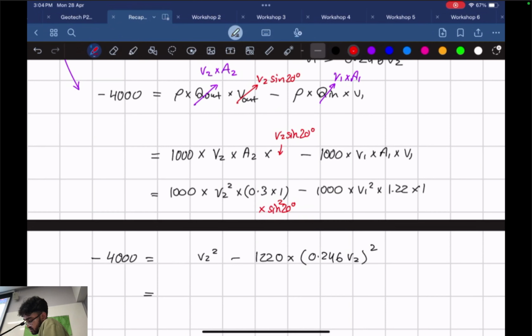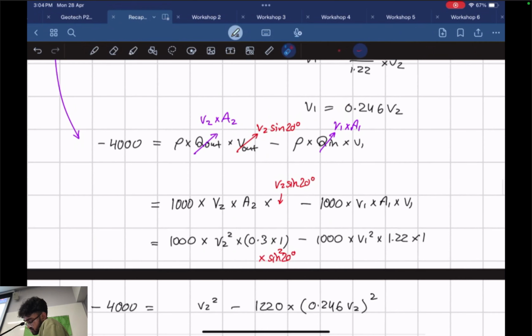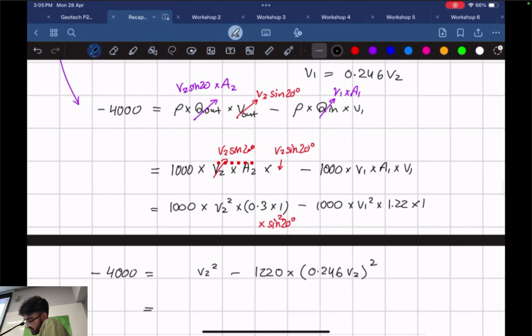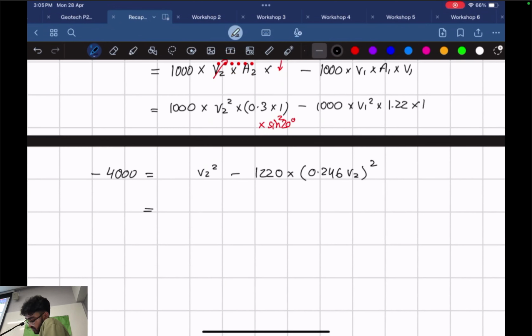Sine 20, sine 20, sine 20. Yeah, it should be sine squared, but where am I getting that sine squared from? Yeah, V2 times V2. This should actually be V2 sine 20 as well, sorry. So we've got V2 squared, then sine 20 all squared, so this becomes 35.09.